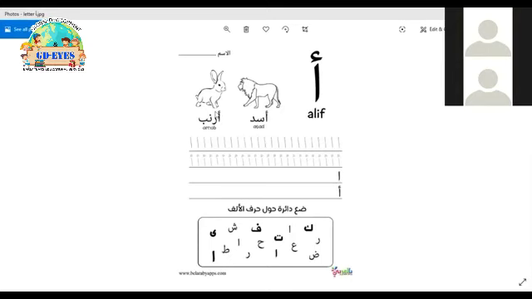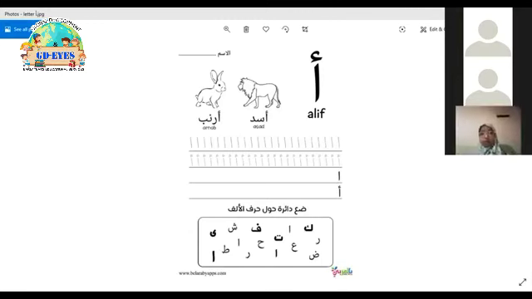So this I want you to do at home. I'll send it to the group, because tomorrow, inshallah, we're going to take another activity. Right under that table you have the letter Alif. You need to circle the letter Alif in the picture. Clear?